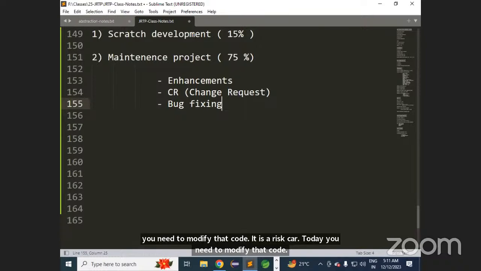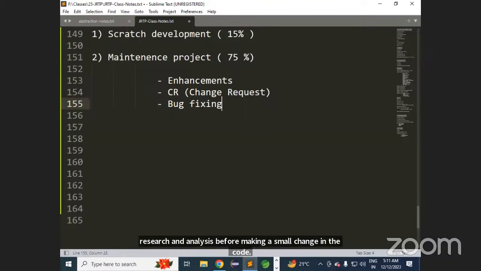So you need to be very, very careful when you are working on a maintenance project. That's why I'm telling you, a scratch development project means you are the luckiest person. You will write everything on your own, your code. You will do design, development, testing, and you will deliver. But if you go for a maintenance project, it will kill you. You need to do a lot of research and analysis before making a small change in the code.